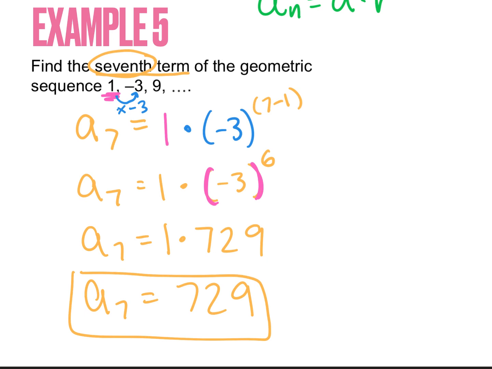Another way that you can check to make sure your sign in your answer is right is that we're looking for the 7th term of our sequence. Is 7 an even or odd number? 7 is an odd number. And look at our terms. The first term and the third term of our sequence, are they positive or negative? They're positive. So the odd terms in our sequence are positive. So we know our answer is going to be positive. If it asks for the 8th term, then it would be a negative number because even terms here are negative. So you can always double check your sign that way.